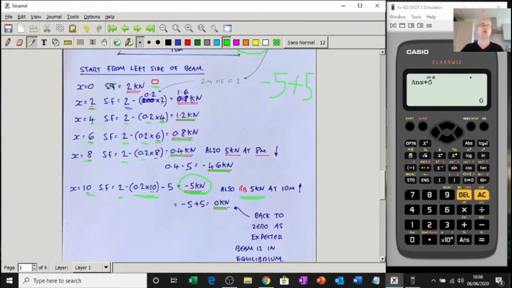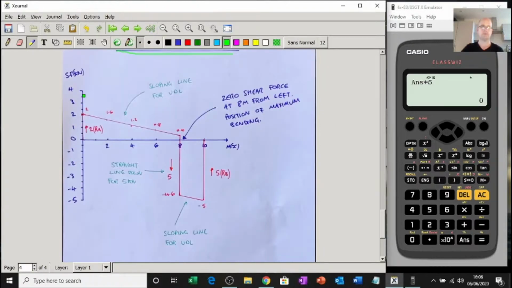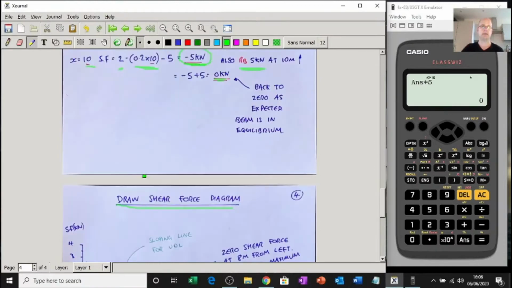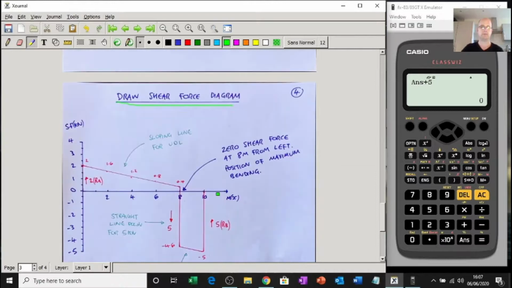Last bit we've got to do is just plot these numbers using a ruler and a pencil or a pen. Make sure you're correct if you can use a pen. So I'll go x axis 2, 4, 6, 8, and then my y axis I need to go up to about 2. That's the highest there, and then down to about -5. Draw shear force diagram. That gives me enough room, because maximum is 2 and -5 is my minimum, and then 10 meters.